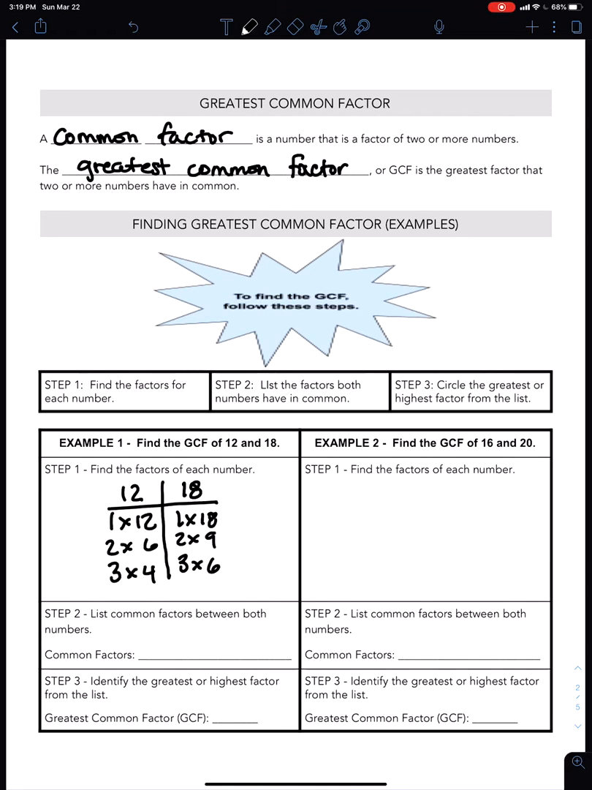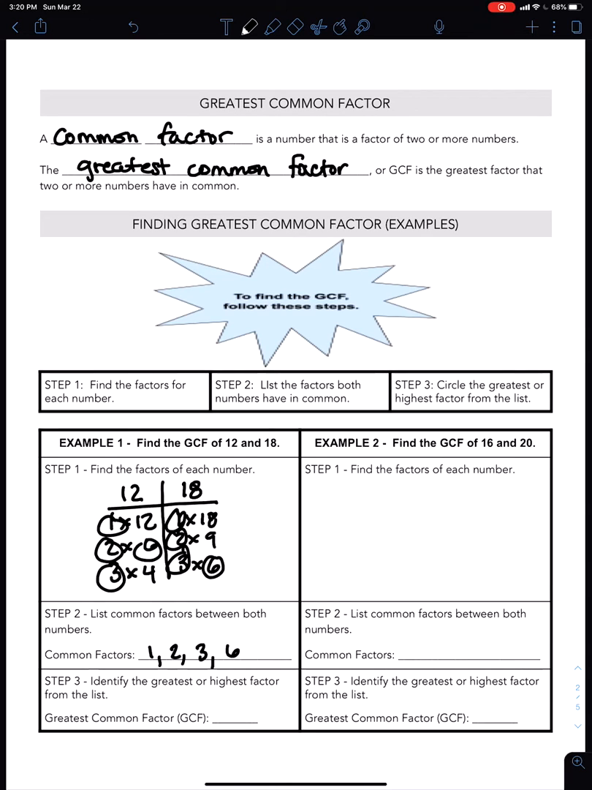3 times 6. All right. Now I'm going to go to step 2, which is to list out all the common factors, all of them. We're just going to write them all down. All the common factors that they have are 1, 2, 3, and 6. Those are the numbers that are in both of these.